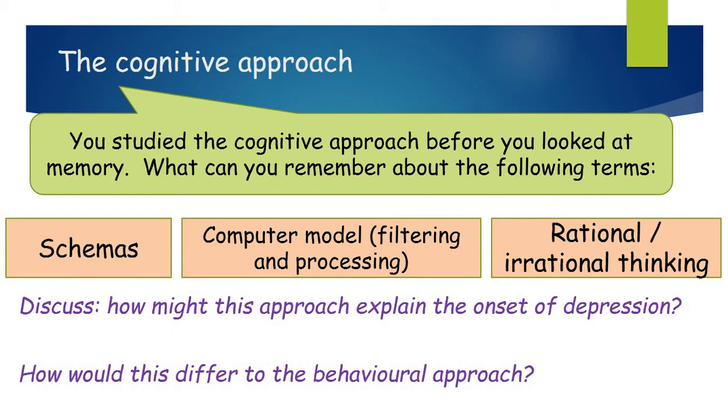I just wanted to pause the video and consider these two questions before we get into the theory. How might this approach explain the onset of depression? How might schemas, information processing, irrational thinking, how could you tie those key terms to depression, having looked at the key aspects and characteristics of depression? Secondly, how would this differ to the behavioural approach? Just pause the video and consider these two questions.